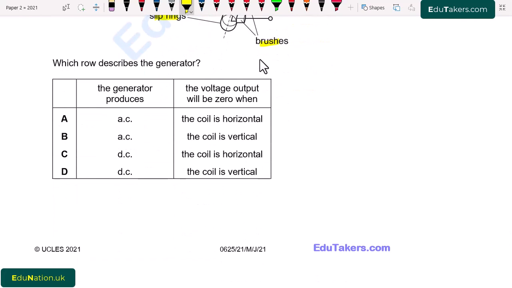So first of all, this electric generator actually produces AC. So from here AC is correct and the voltage output will be 0 when the coil is horizontal, the coil is vertical. So when the coil is vertical, then the output voltage will be 0. From here, second is correct and there is also the AC, meaning that option B is correct. That the generator produces AC and the voltage output will be 0 when the coil is vertical.